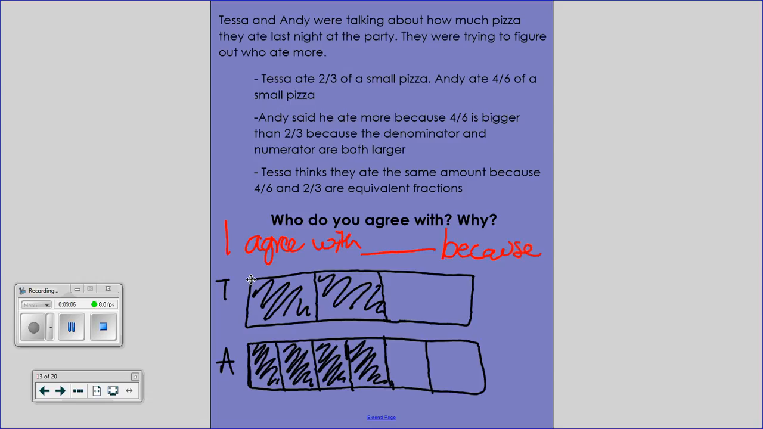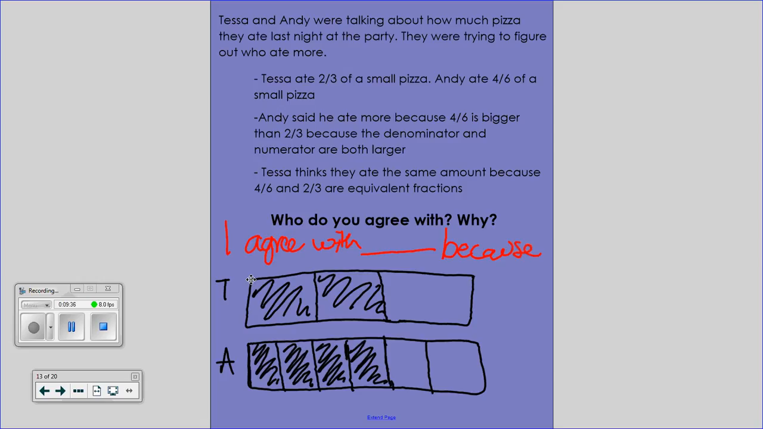Alright, let's look at Tessa. Tessa thinks they ate the same amount because 4/6 and 2/3 are equivalent fractions. Are equivalent fractions a strategy we know? Yes. So is Tessa likely going to be right? Yes. Alright, look at your models. Who is correct? Tessa. 2/3 and 4/6 are equivalent fractions. Go ahead and fill in your answer sentence.